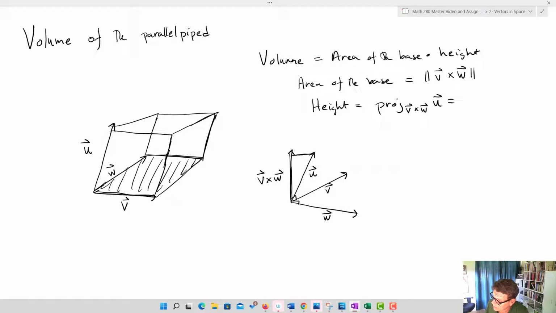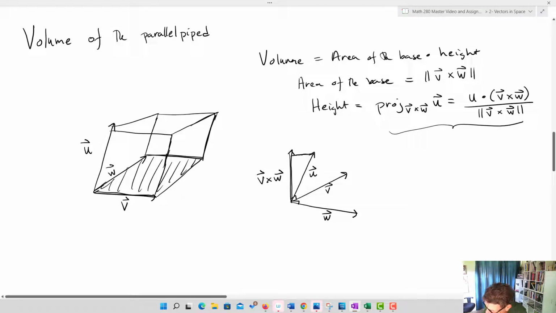And we learned earlier that this is going to be U dotted with V cross W, the dot product, divided by the magnitude of V cross W. That's a formula that we actually learned inside of 2.2, or 2.3, when we were working with the dot product. So all we've got to do now is multiply the two together.